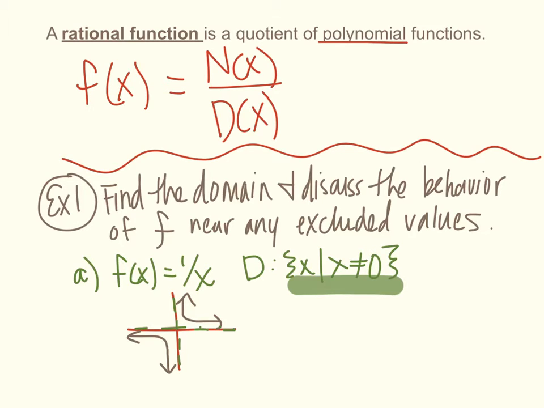I'm going to point at what's happening with my lightsaber. As I approach 0 from the left side, the function is actually going to negative infinity. And as I approach 0 from the right side, my function is actually going to positive infinity. That's something that we're going to talk about more in just a few minutes as far as how to write that with proper notation, but I wanted to go ahead and point it out right now.